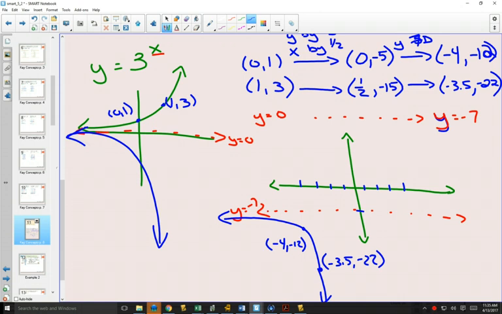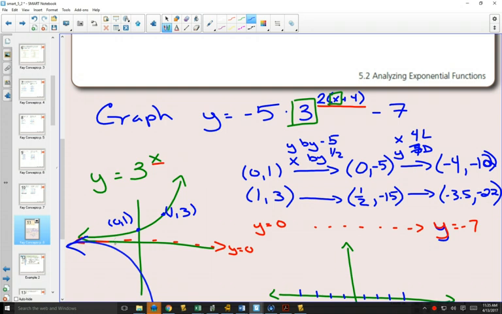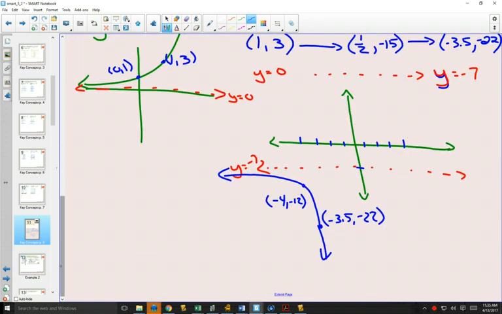The +4 is going to move it 4 to the left. There we go. 4 to the left would look like that. And finally, the -7 would move it 7 down. Does that match up with our graph in the end?